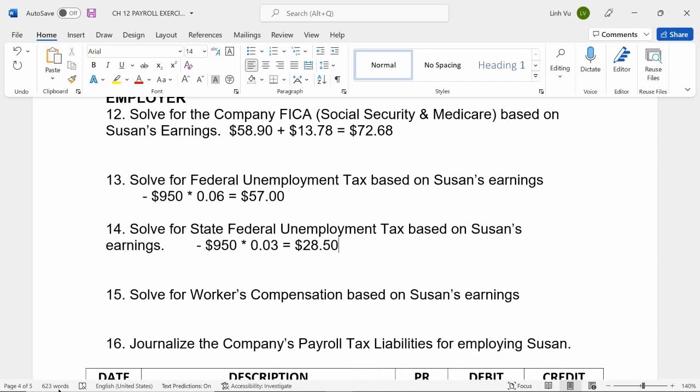Okay, and then workers' compensation. 950 times what percentage? It's 1.3 percent, right? Okay, that comes to 12.92.